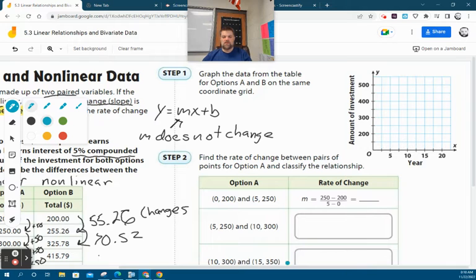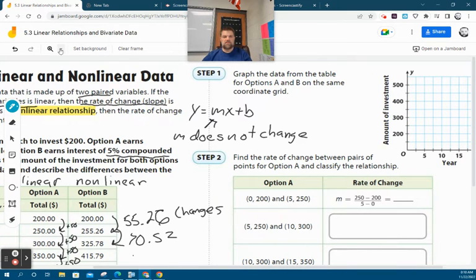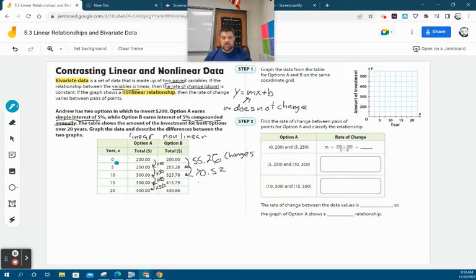Let me zoom out a little bit. So that first one, I'm going to go to 0, comma 200. So I'm just going to plot the point 0, comma 200. Then I'm going to plot the point 5, comma 250. Then I'm going to plot the point 10, comma 300. Then I'm going to plot the point 15, comma 350. And then I'm going to plot the point 20, comma 400. And remember that when we plot this, the first number represents the x-coordinate and the second number represents the y.